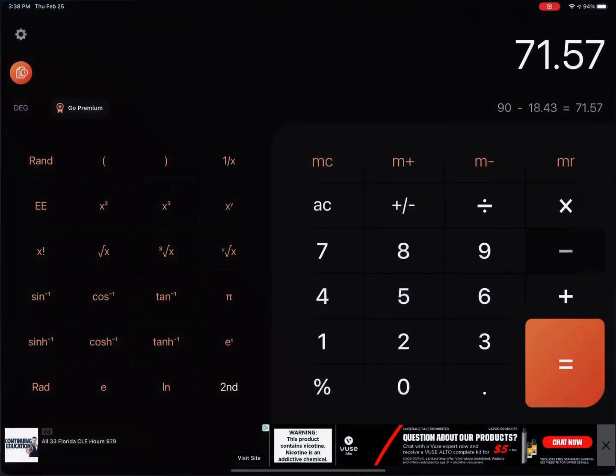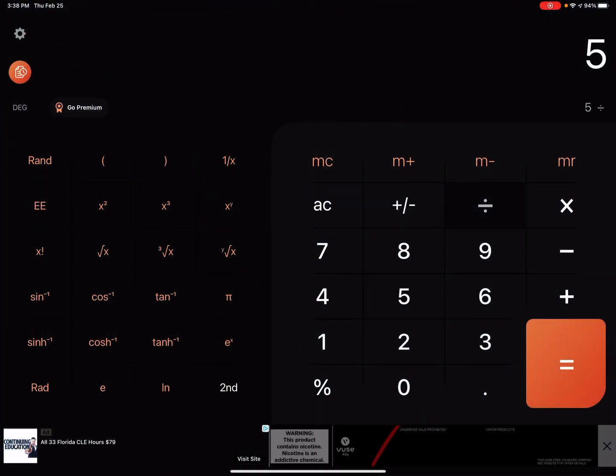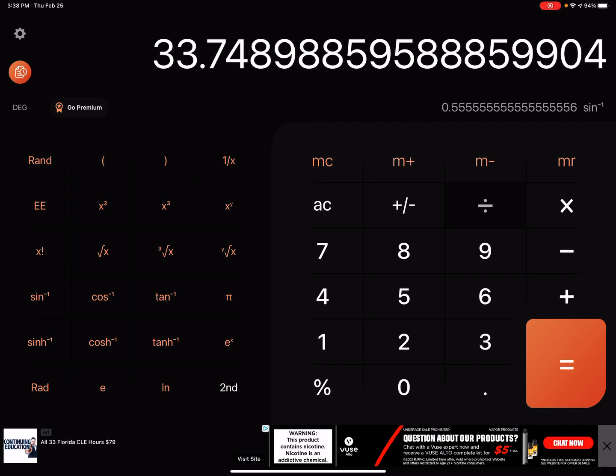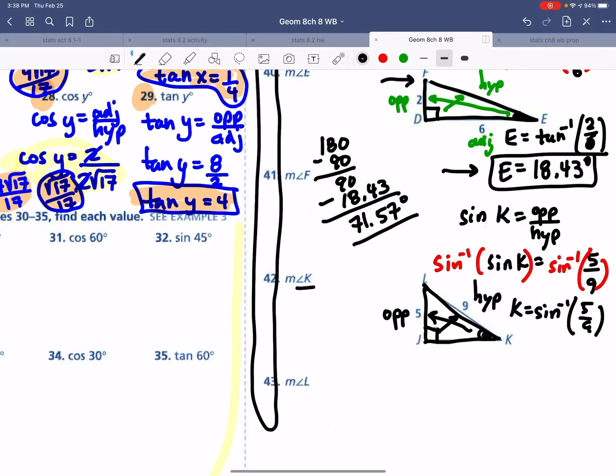Let's find out what that is. So 5 divided by 9, enter. Make sure your second button is hit and the inverse sine. I get 33.75. All right, so K is 33.75. So what would L be?